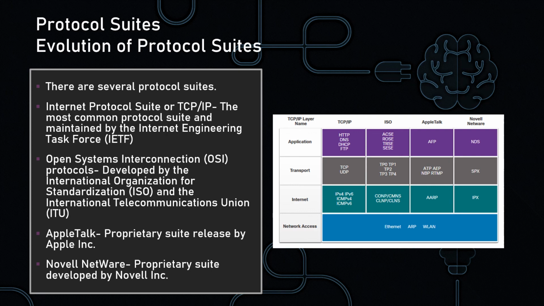AppleTalk is a proprietary suite that is released by Apple Incorporated. Apple loves to have proprietary stuff. And then Novell NetWare does the same thing, a proprietary suite developed by Novell Incorporated. You can see at the 4 primary layers that we talk about for TCP/IP, application, transport, internet, and network access, that there are analogs within each of these 4 protocol suites that we deal with. Now, TCP/IP is going to be what we handle for the purposes of this course. You may be in other courses in future where you deal with the stuff that's in ISO, AppleTalk, or Novell.